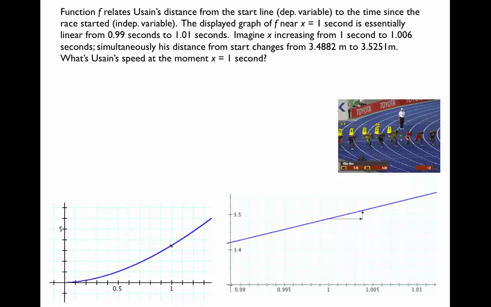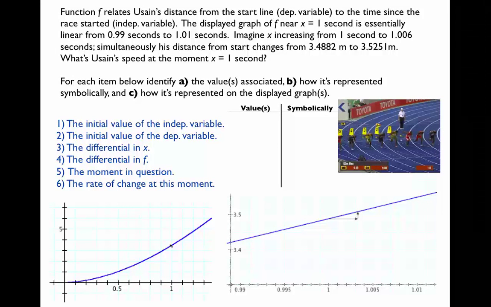But before, and we just talked about how to do that, I want to do another exercise first, and that is I want to practice these different elements, both their values and symbolic. So for each of these items, 1 through 6, you're going to identify the value associated with it, given the information, how it's represented symbolically, and then how it's represented on the graphs.